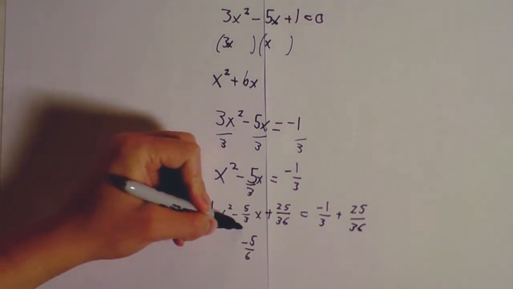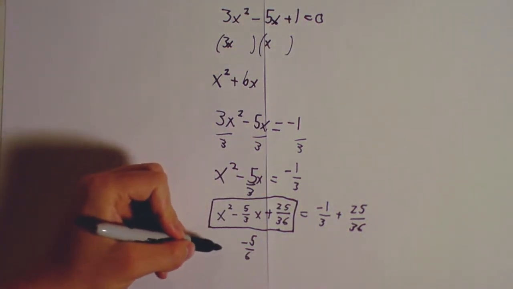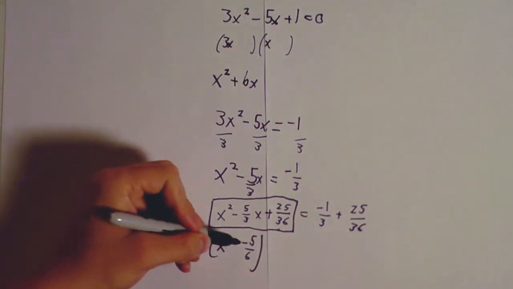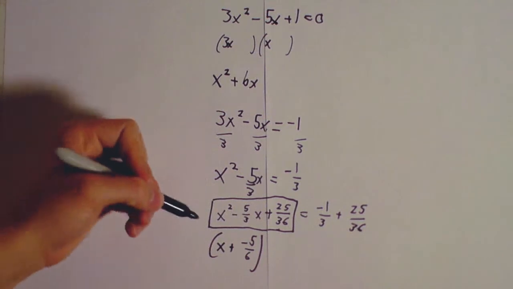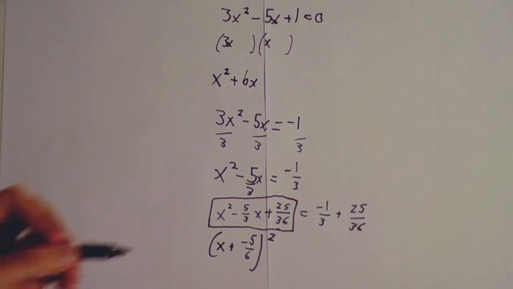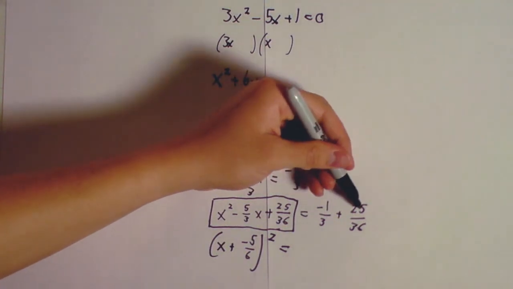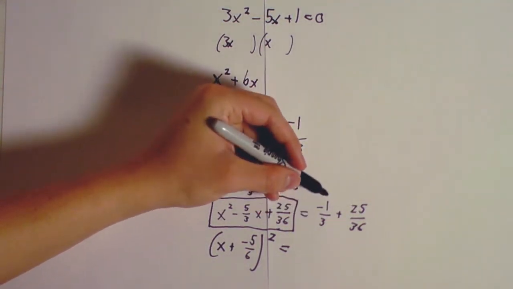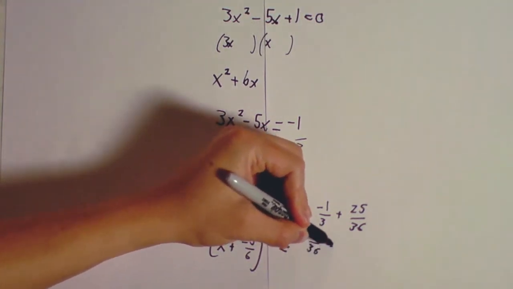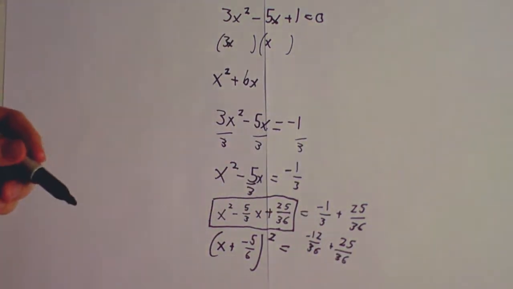But now we know that if this is a perfect square trinomial, we can rewrite it as x minus 5 over 6, or x plus -5 over 6, however you want to say it, squared. So let's go ahead and rewrite the left side of the equation that way. Is equal to, and then we have -1/3 plus 25 over 36. Well, 1/3 can be rewritten as 12 over 36, so -12 over 36 plus 25 over 36, and then 25 minus 12 is just going to be 13.